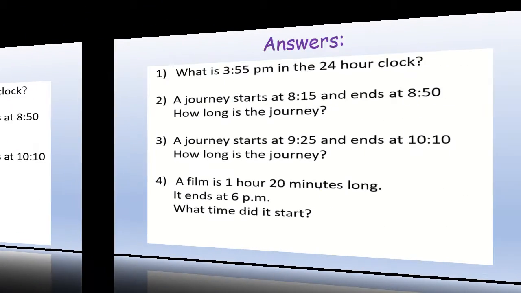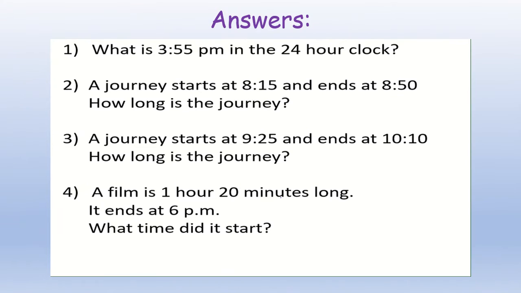And here are our answers. 3:55 p.m. in the 24-hour clock would be written as 15:55. You don't need the p.m. because we've gone into 24 hours. 1 o'clock would be 13, 2 o'clock would be 14, so 3 o'clock is 15.